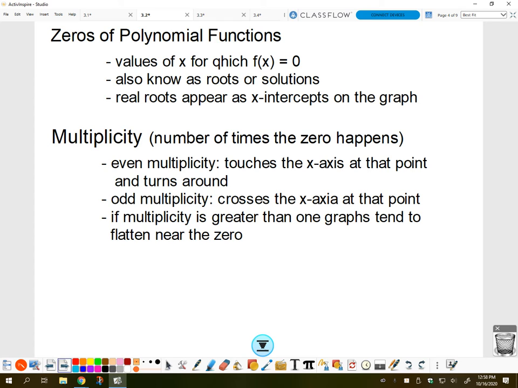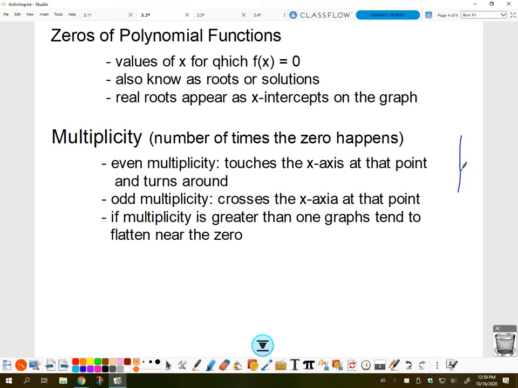So to find zeros, you set it equal to 0, sorry. To find zeros or x-intercepts, you set your function equal to 0 and solve for x. All right, multiplicity will make more sense when we work one, but basically it's the number of times the 0 happens. If it's an even multiplicity, you're going to touch the x-axis at that point and turn around.